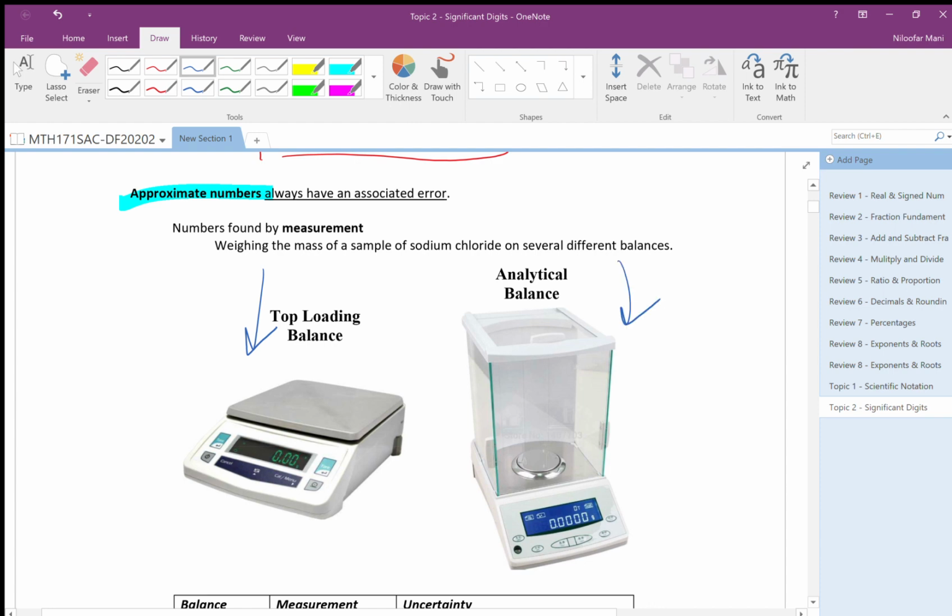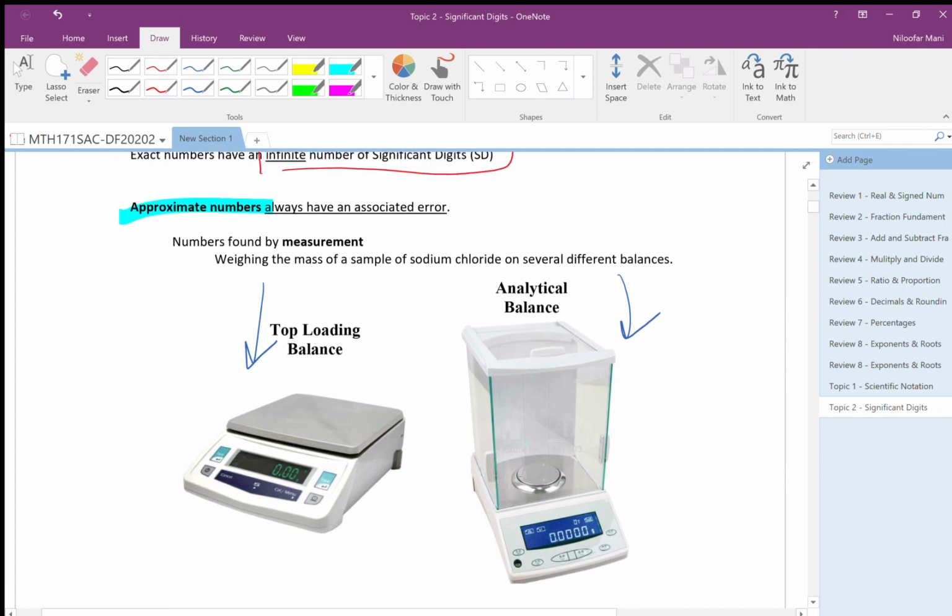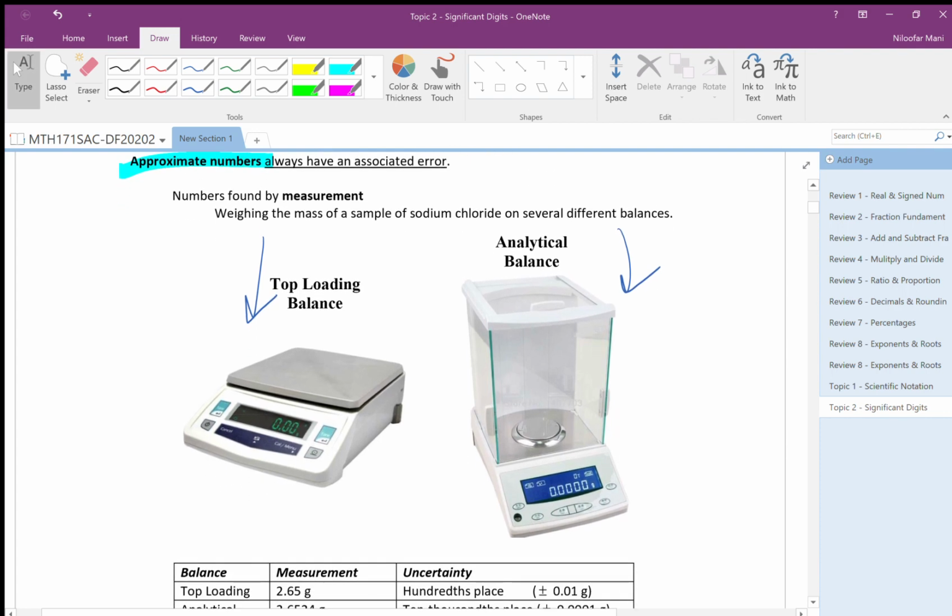One of them shows me 2.65 gram, and one of them shows me 2.6524. These come by measurement. For example, if I measure length, mass, or volume, if I measure something, it's not really exact. It's rounded, so it has uncertainty.